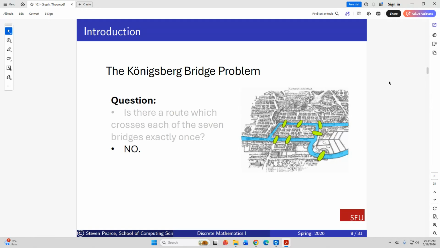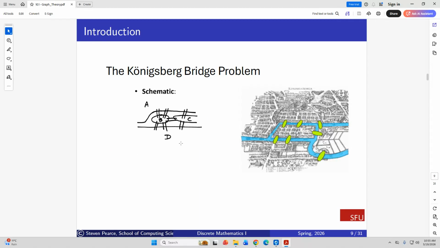We talked about the Königsberg problem. Is there a route which crosses each of the seven bridges exactly once, and not written here, starts back where you began? If you started at, say, this bridge, which we arbitrarily call A. How we look at it is a schematic: all the areas are big letters and represent the nodes, and the bridges are the edges. Which makes perfect sense.